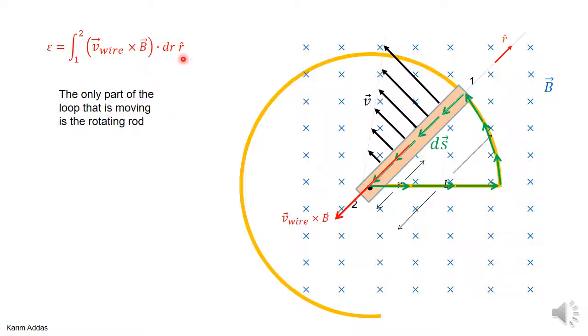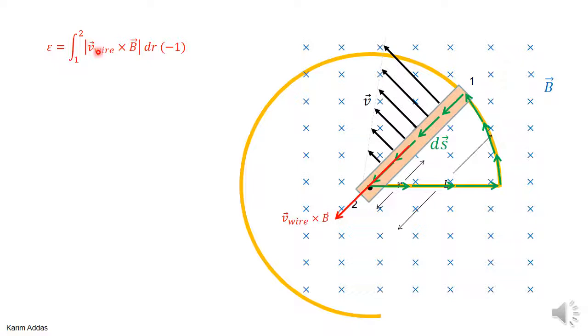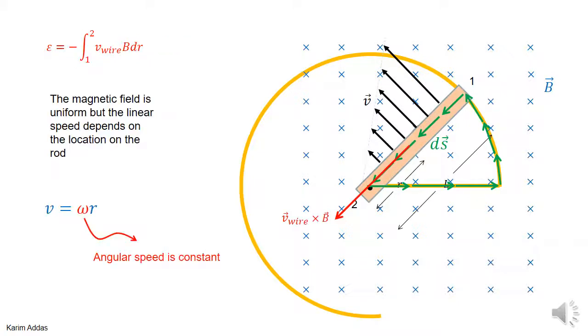So what's the dot product between V wire cross B, which is in this direction, and r hat? The angle between them is 180 degrees, so you get a minus sign. So you get the magnitude of the first, magnitude of the second, times minus 1. Okay, so you have the minus sign outside, and then you have the integration. The magnitude of V wire cross B is V wire B times sine 90, which is 1, so it's just V wire B. And then the magnetic field is uniform, so I can take it outside of the integration, but V is not all the same.